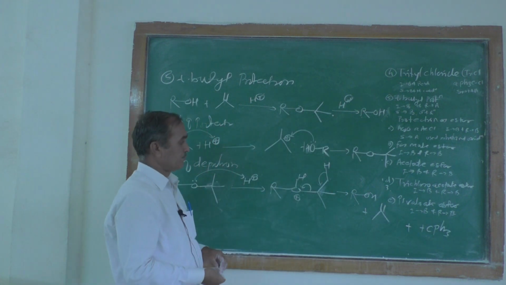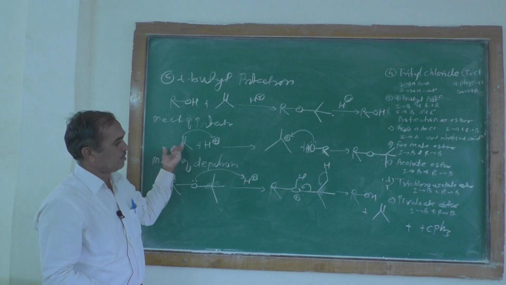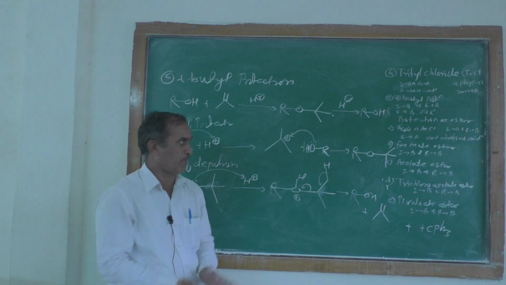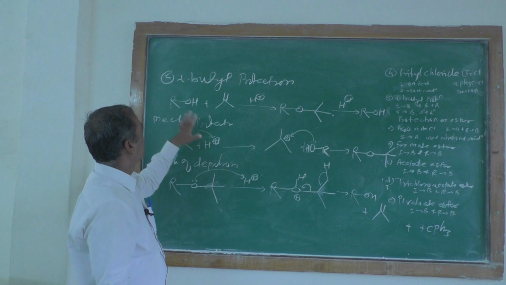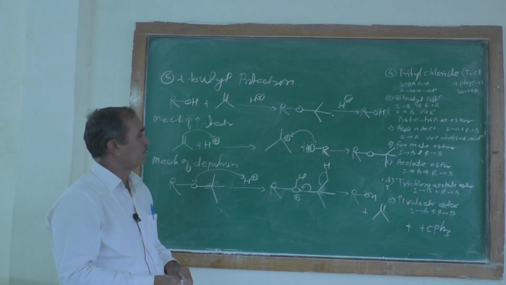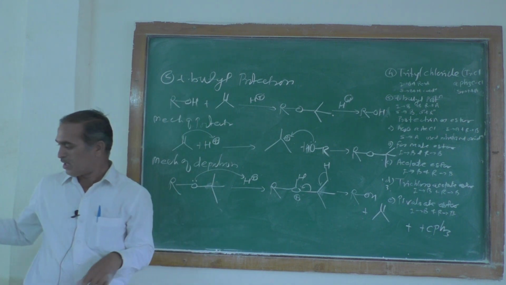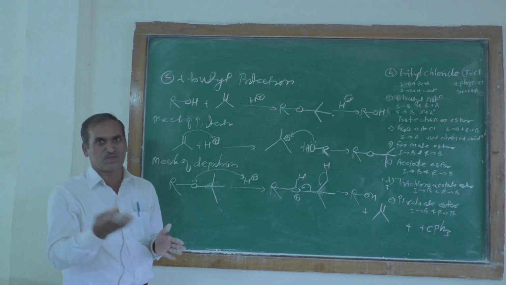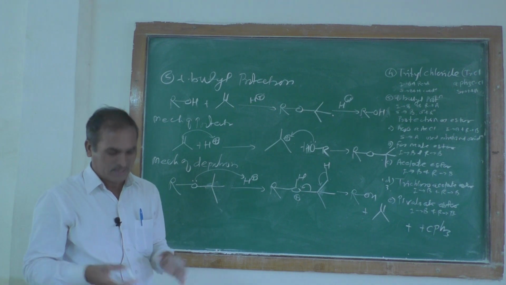and the side product, whatever we had taken as the starting material, that is tertiary, that is the alkene, we get back. So this is the protection of the alcohol as tertiary butyl. This is also used in the synthesis of nucleic acids.